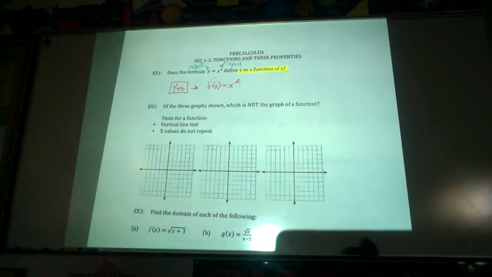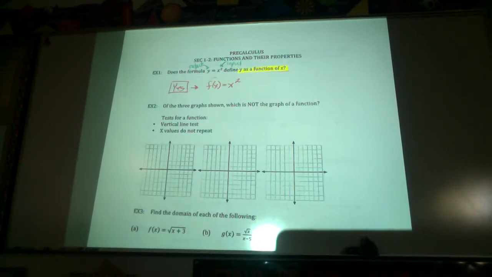So they might just ask you, if I had x is equal to y squared, and it was asking you, is this defined as y as a function of x? The answer would be no. X is equal to y squared is solved for x. X is being defined as a function of y. So know the difference.